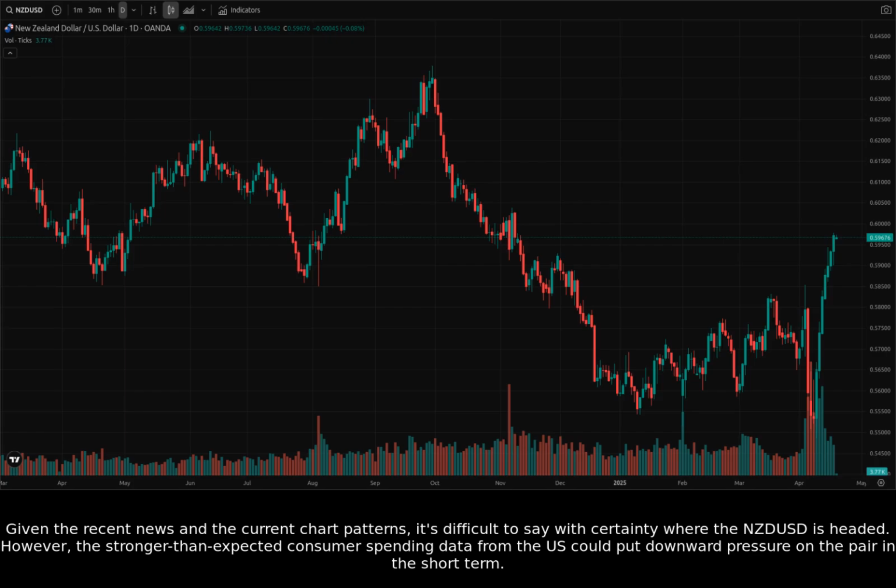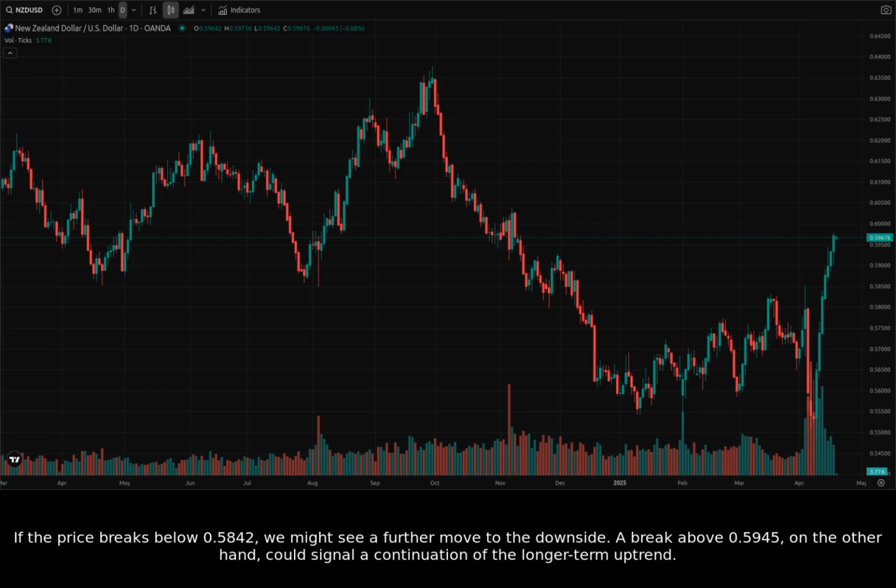Given the recent news and the current chart patterns, it's difficult to say with certainty where the NZDUSD is headed. However, the stronger-than-expected consumer spending data from the US could put downward pressure on the pair in the short term. If the price breaks below 0.5842, we might see a further move to the downside. A break above 0.5945, on the other hand, could signal a continuation of the longer-term uptrend.